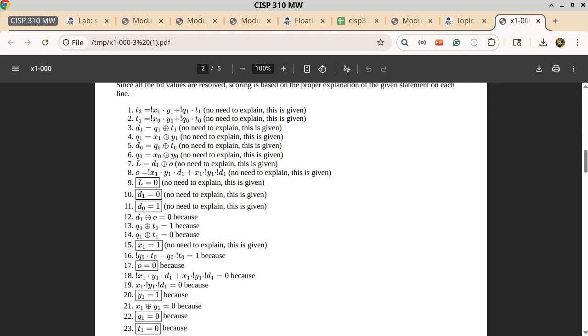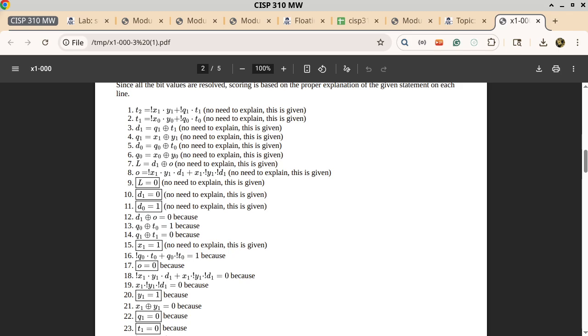Now we get to line 15, and you can see some of these have rectangles around them. The ones with rectangles mean we are resolving one of the actual bits. Instead of resolving an expression, we are resolving a particular bit. Is that okay? All right. So line 15 is now we know x1 is a 1, and it also says no need to explain, this is a given. So there's nothing you have to write here.